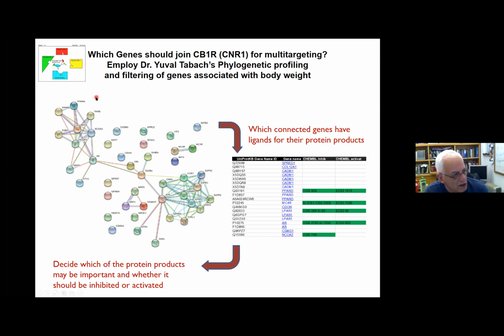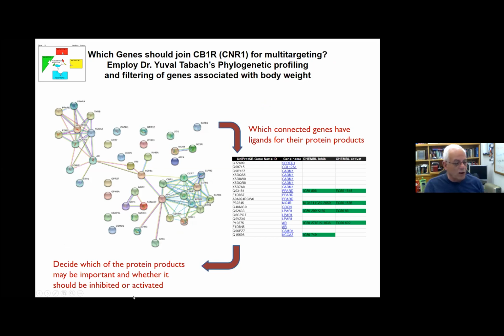And for that, we used the phylogenetic map of another professor at the Hebrew University, Yuval Tabach, who suggested that we look at all those genes which are associated in his phylogenetic profiling with obesity.